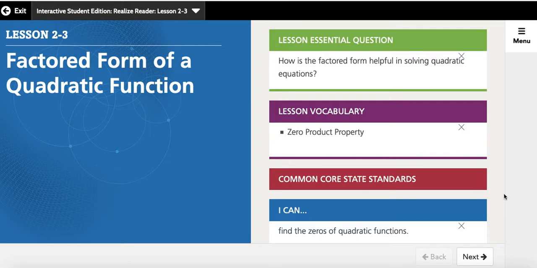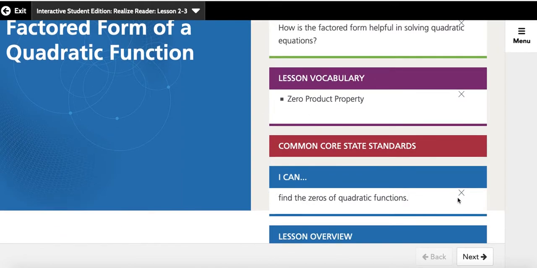Okay, Algebra 2 students, here's a first video for section 2.3. The essential question for this section is, how is the factored form helpful in solving quadratic equations? We're going to learn about the zero product property, and we're going to find zeros of quadratic functions.